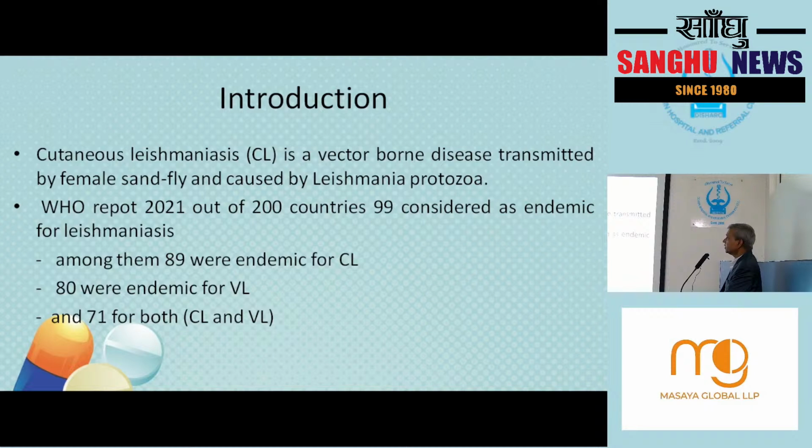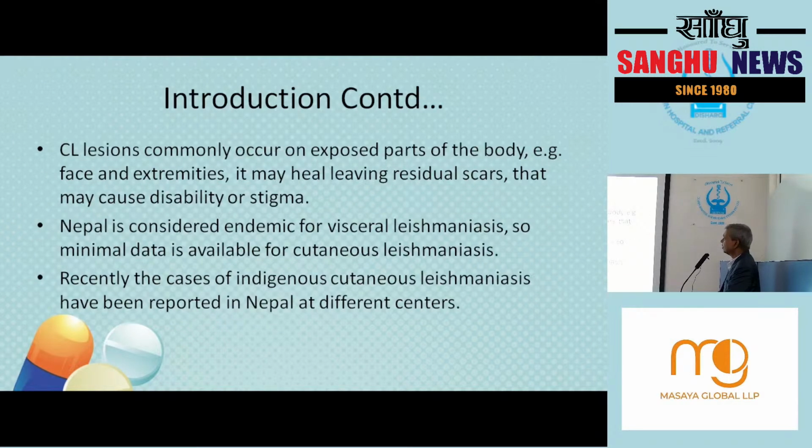Among them, 89 were endemic for cutaneous leishmaniasis and 80 were endemic for visceral leishmaniasis. 71 are endemic for both CL and VL. CL skin lesions most commonly occur on the exposed parts of the body, the face and extremities, and may leave a residual scar, which can cause disability and stigma.